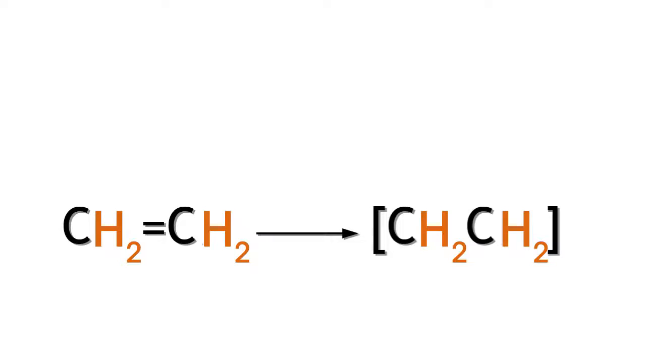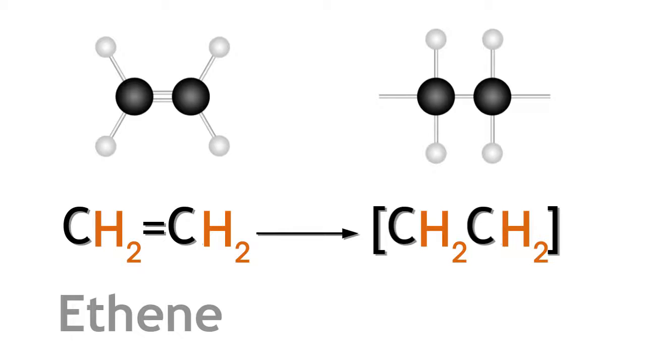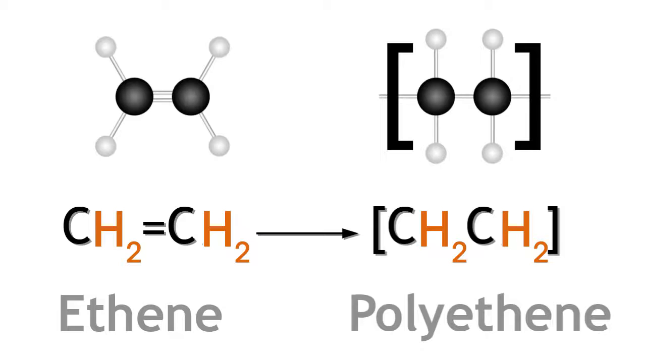To write an equation for the polymerization of ethene, you should first start with the reactant ethene. And to show the polymer product, we must break the double bond and extend the covalent bond outside of either side of the square bracket. This shows us that it is this unit that is repeating along the molecule's long chain.